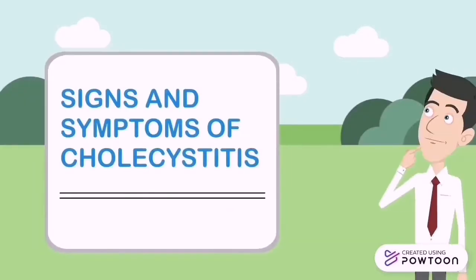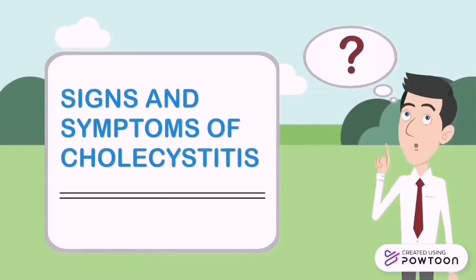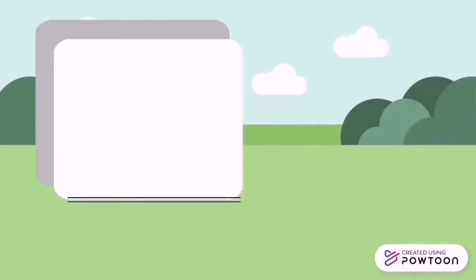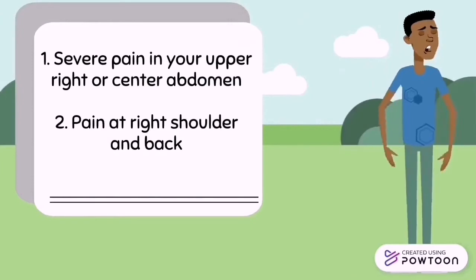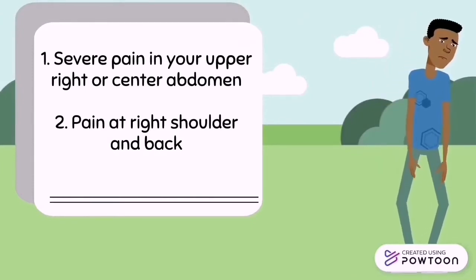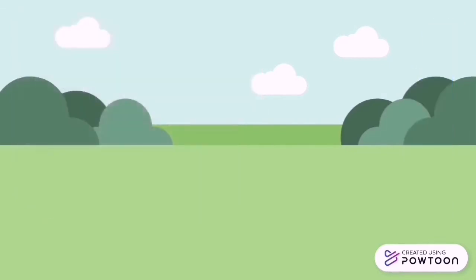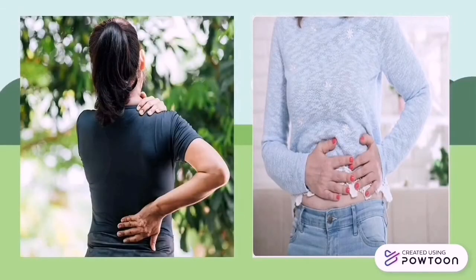Next, we will move to signs and symptoms of cholecystitis. One of the main symptoms of cholecystitis is severe pain in the upper right-hand side of your abdomen. And this pain also can spread towards your right shoulder or back. The affected part of the tummy is usually very tender, and breathing deeply can make the pain worse.